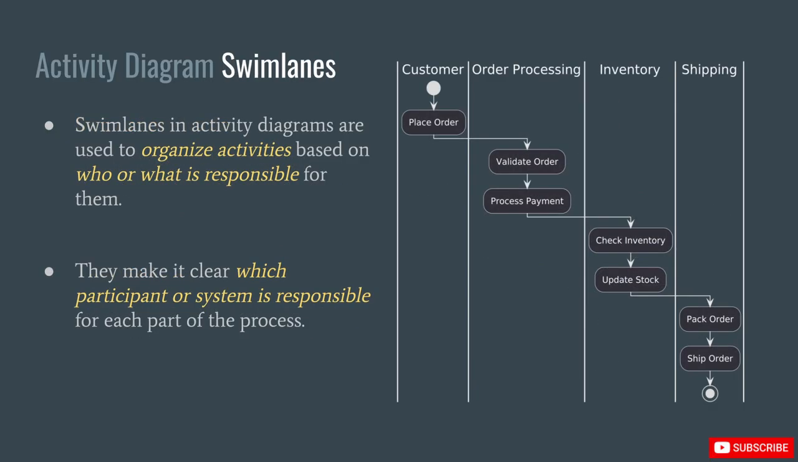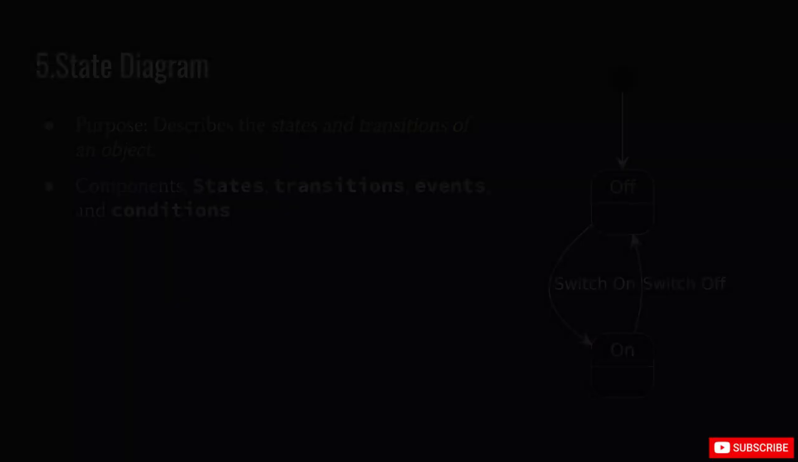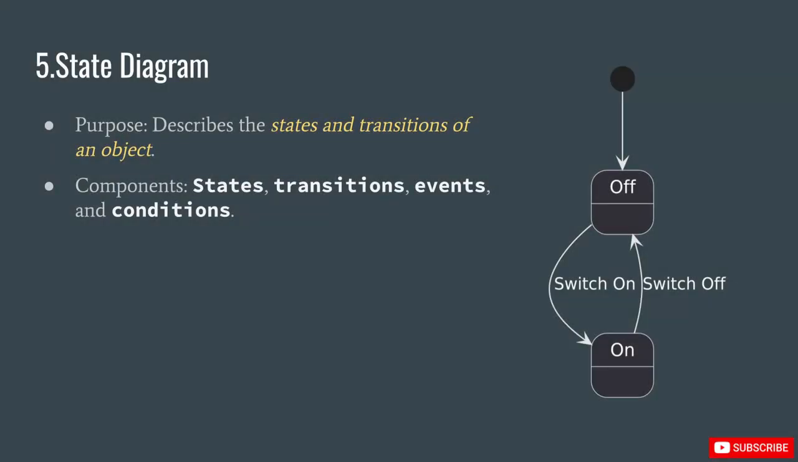Swim lanes in activity diagrams help organize activities by showing who or what is responsible for them. They clarify which participant or system is accountable for each part of the process. State diagrams describe the states and transitions of an object. The key components include states, transitions, events, and conditions, showing how an object moves from one state to another based on events and conditions.